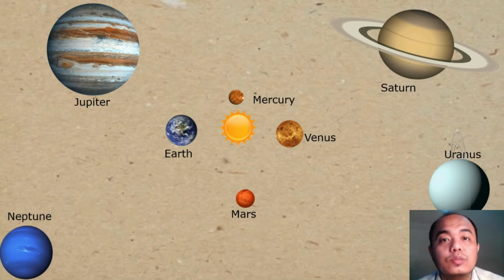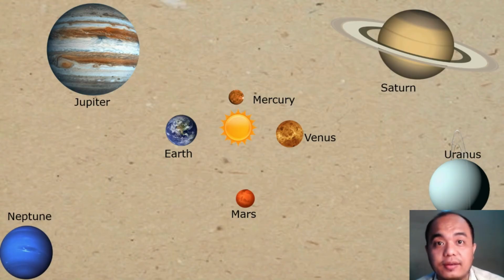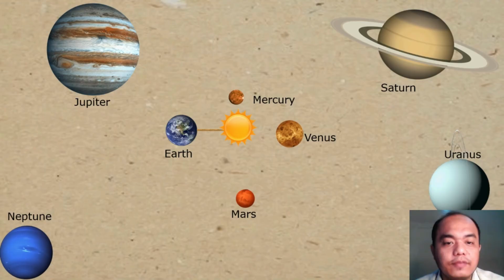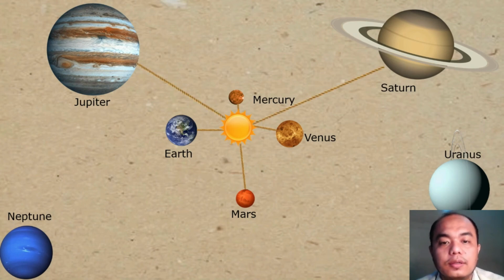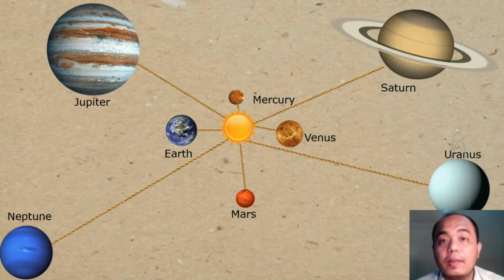The next thing we do is we will use a string that will be attached from each planet to the sun. And we will use the glue. Let's use this one for the Earth. Yan, attach mo yung string class. Gumamit ka ng pandikit, yung glue. Pwede mo din yung gamitin. Yan. So, sa pamamagitan ng string, malalaman mo ano yung planet na talagang malapit sa sun at saka yung pinakamalayo sa sun, di ba? Yan. This is now your model of the solar system. I hope you are following our activity there at home.